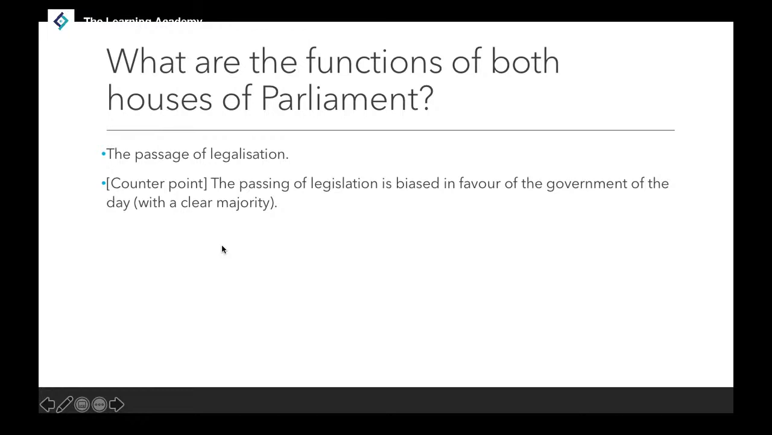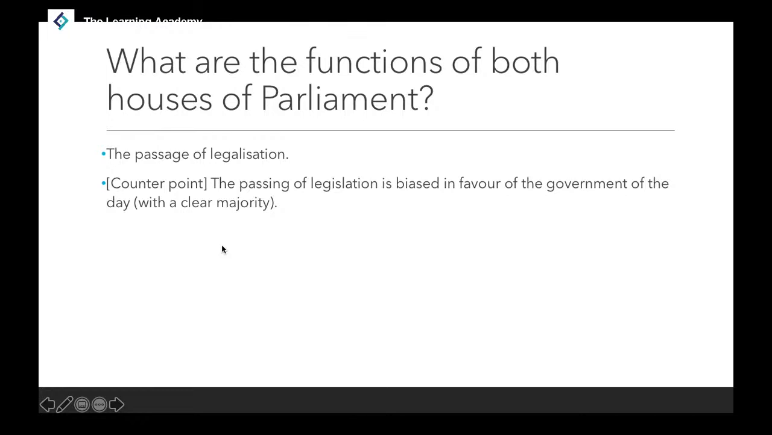Can anybody think of any other functions of Parliament? Whilst I get up some more information for us all to look at. No one can think of any of the functions of Parliament?